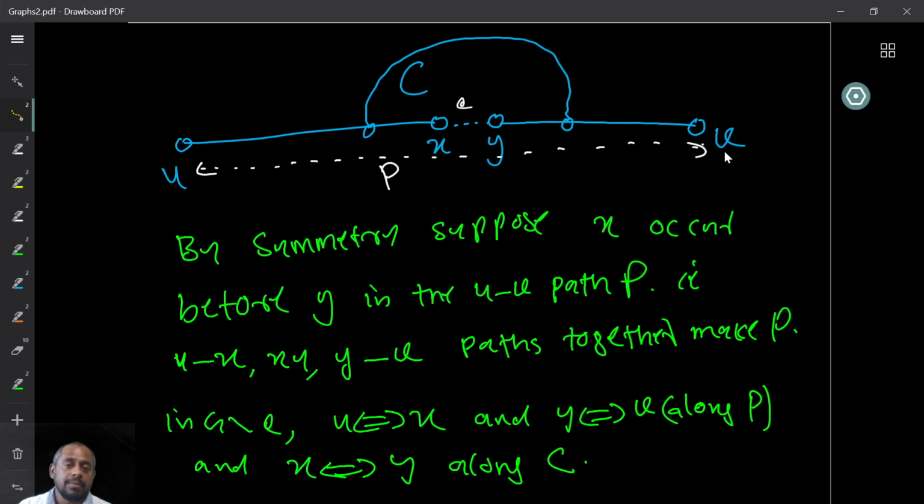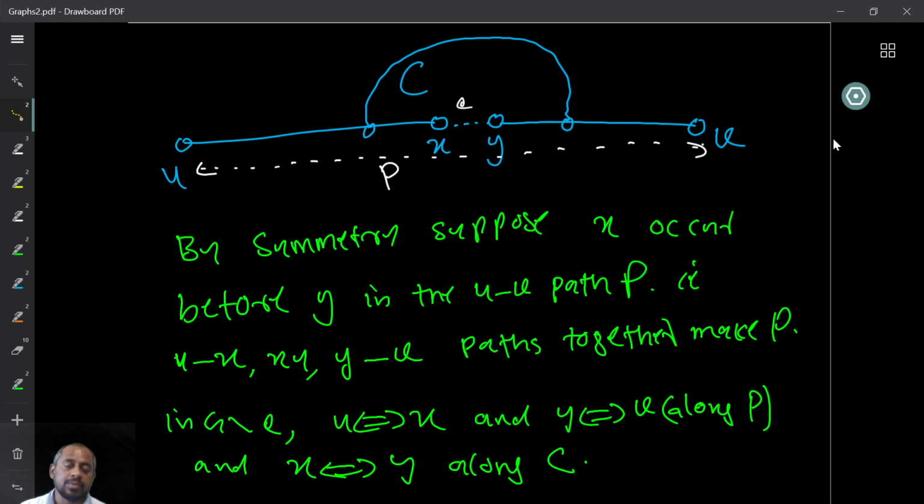Now, the ux path means that u and x are interconnected, and the yv path means that y and v are interconnected. So I removed xy, but from the path P, ux is still interconnected using the path, and similarly yv is interconnected using the same path.